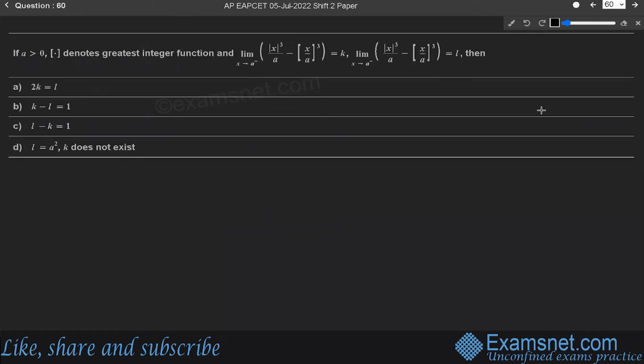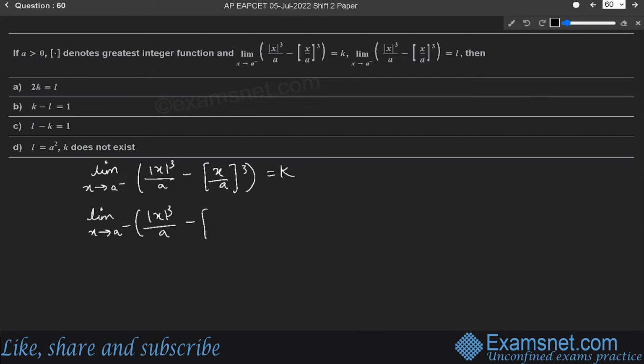Next question is, if a is greater than 0 and the bracket denotes the greatest integer function, and limit x tends to a minus of [x cube upon a] minus [x upon a] whole cube is equal to k, and limit x tends to a plus of [x cube upon a] minus [x upon a] whole cube is equal to L, then which one of the following is correct? We have to identify what is the relation between k and L. Let this be equation number 1 and let this be equation number 2.